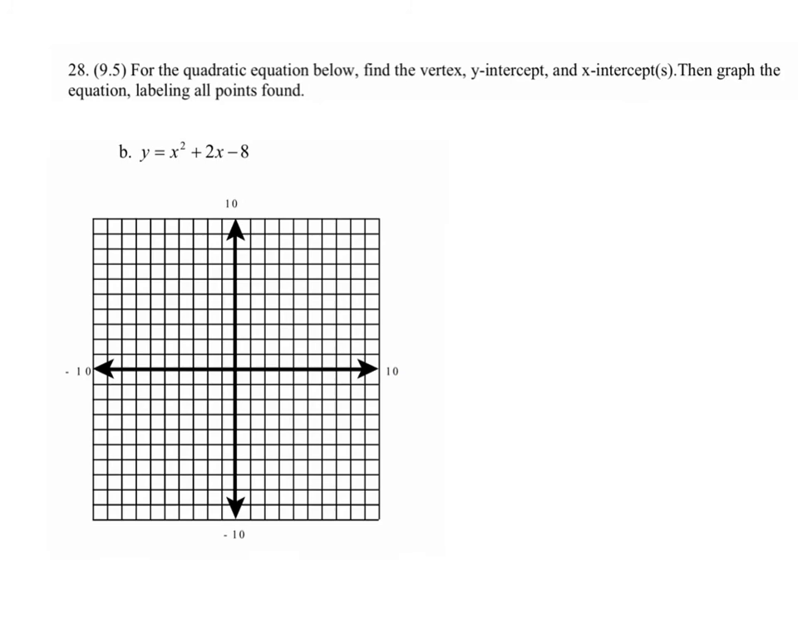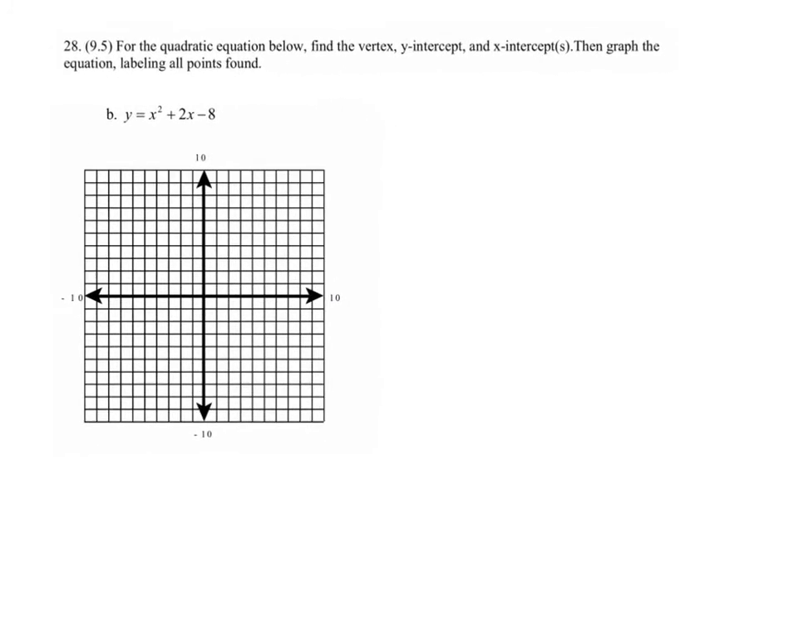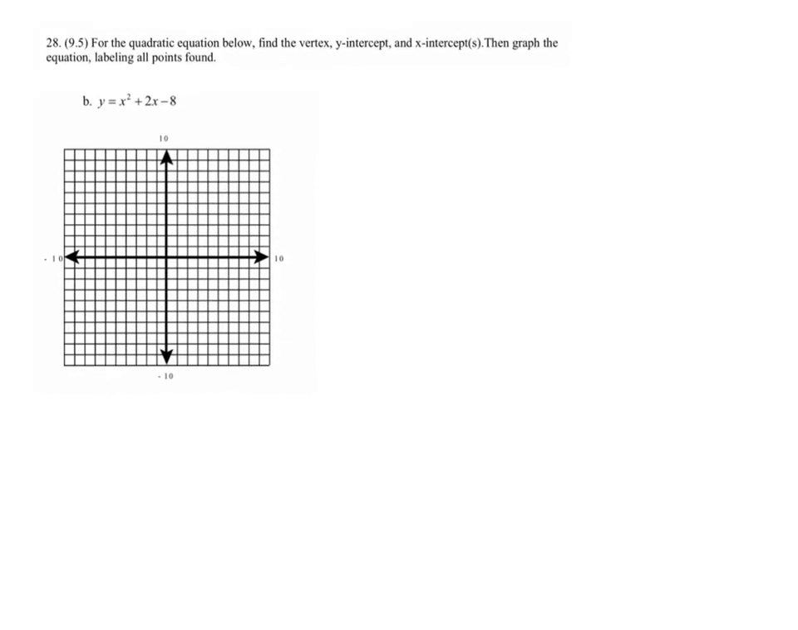Alright, so for our next example, we have y equals x squared plus 2x minus 8. Same thing again, we want to find the vertex. We're going to plug in our b and a into our formula, x equals negative b over 2a. We get minus 2 over 2 times 1, or 2. And if we simplify this down, we get negative 1.